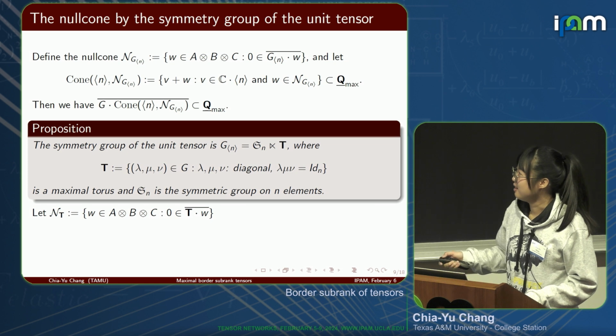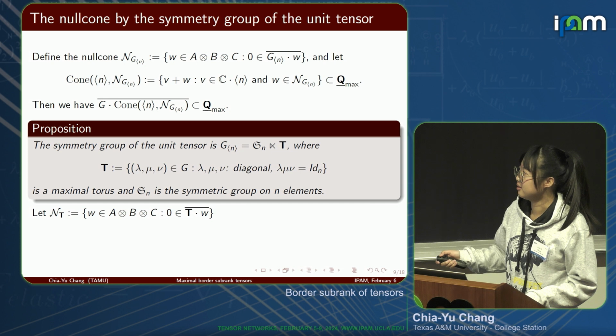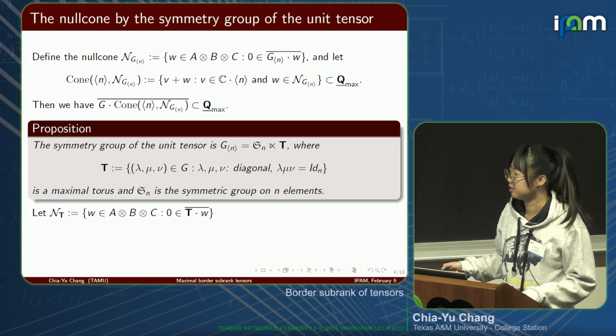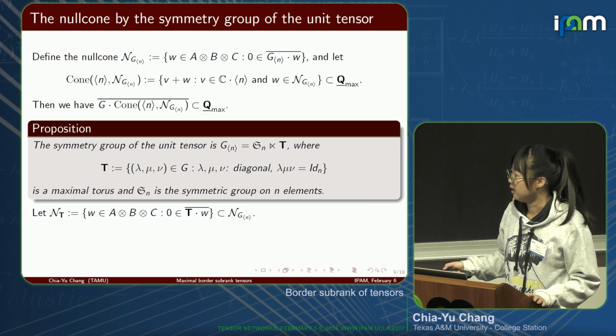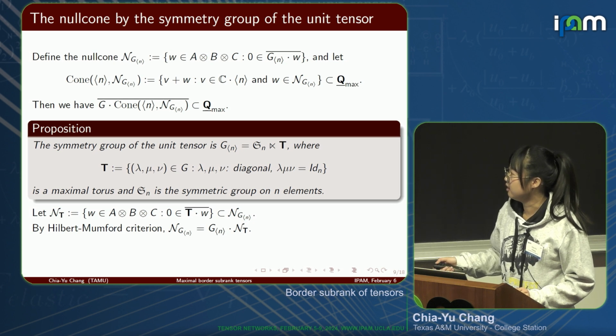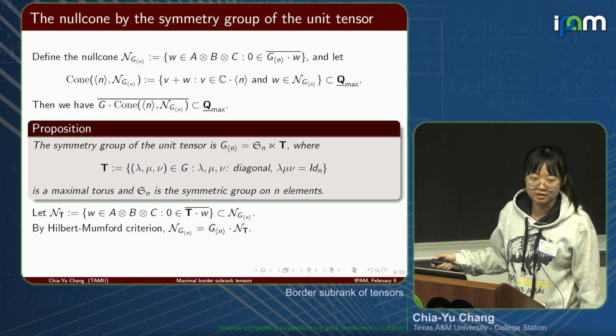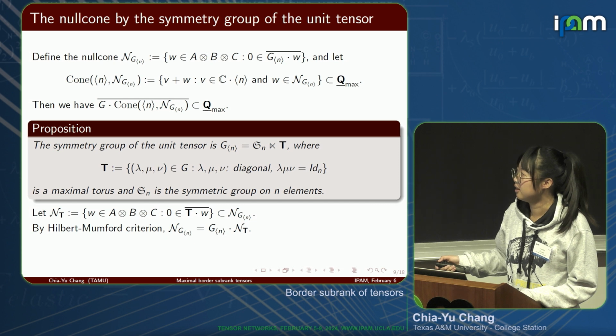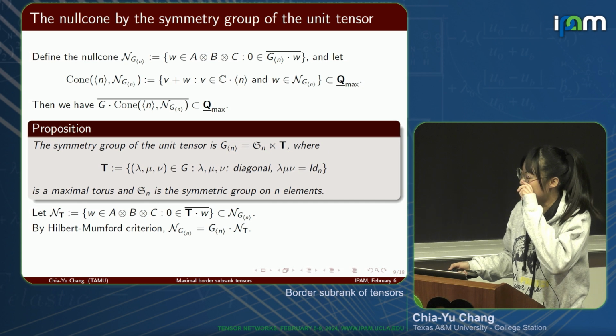Now we can also define the null cone by using this maximal torus rather than the whole symmetric group. So we set the null cone defined by T to be the tensors such that 0 lies in the orbit closure of it under the action of T. And so this is a subset of the null cone defined by the symmetric group. And by the Hilbert-Mumford criterion, note that here we can use the orbit closure of this comb to estimate the lower bound of the set of all maximal border subrank tensors. But here the null cone of the symmetric group is hard to analyze, so that's why we consider the null cone defined by the maximal torus.